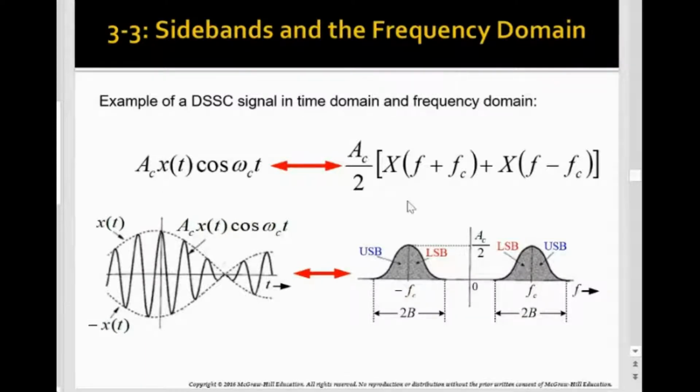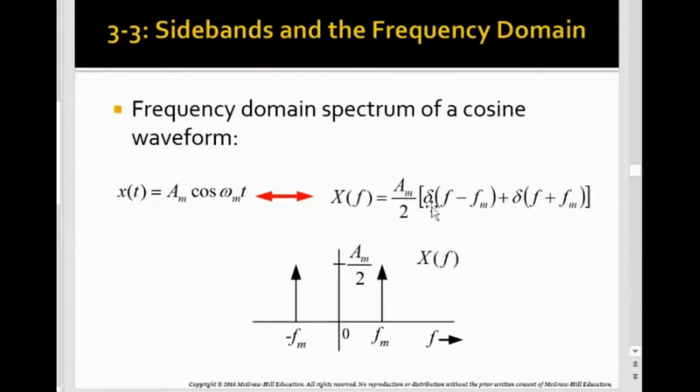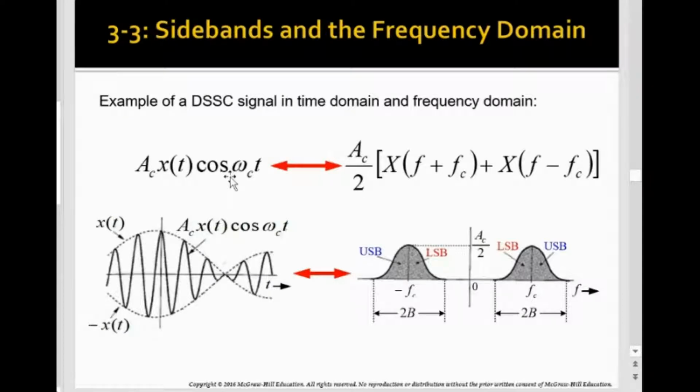So what happened to delta? Here I had a delta when it was just a cosine. But when there is a signal multiplied by cosine, it becomes just the signal spectrum, which is X(f plus fc) and X(f minus fc). So assuming this is a frequency spectrum of x(t) alone before modulation. After modulation, the amplitude dropped, becoming half. You can see Ac over 2.